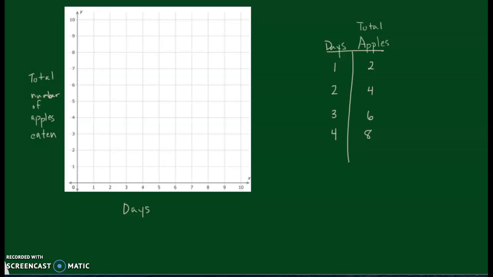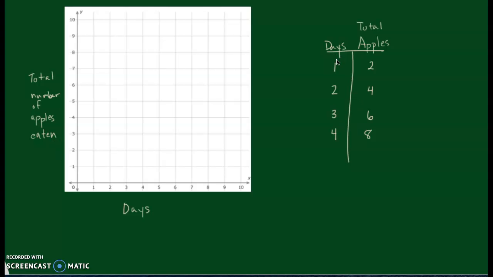In today's video we're going to be going over lesson 4.9, which is solving problems on a coordinate grid, and it's part 2 of the lesson. For the problem we're going to start with, we've got a coordinate plane, a coordinate grid here. The x-axis, which is the horizontal axis, the number line here, is going to represent days. The vertical axis, the y-axis, this number line is going to represent the total number of apples eaten.